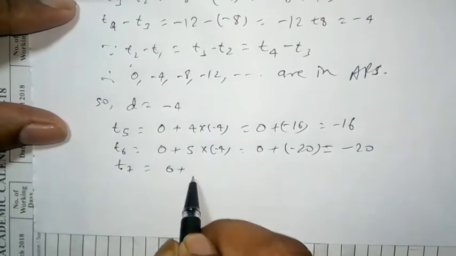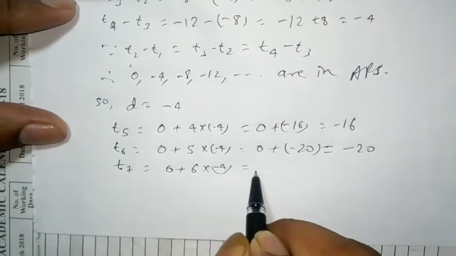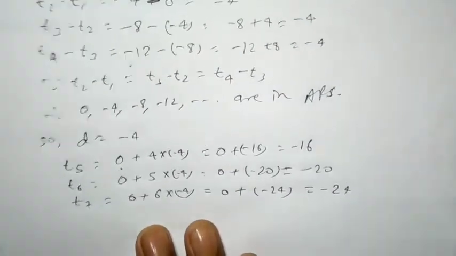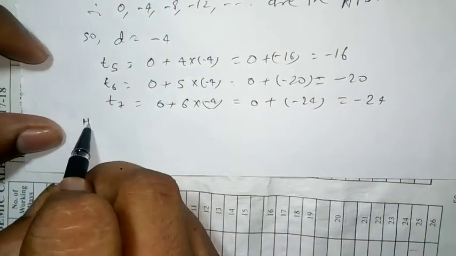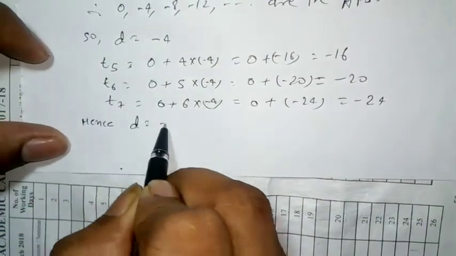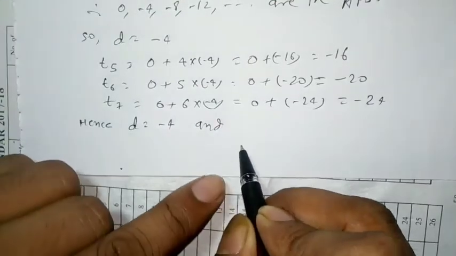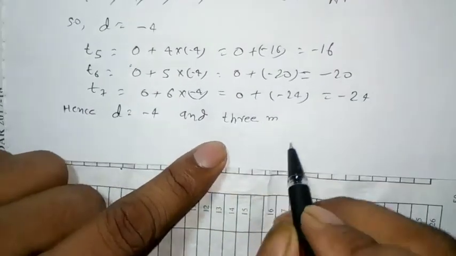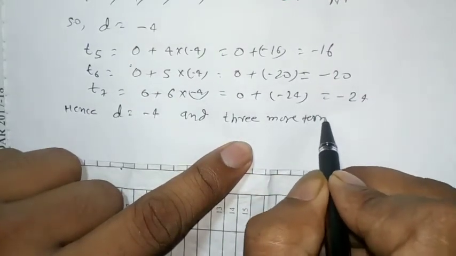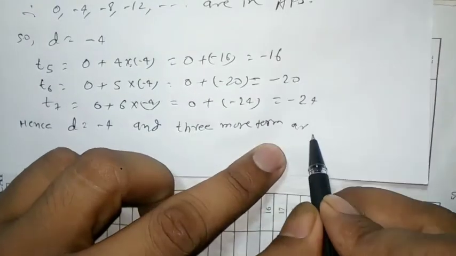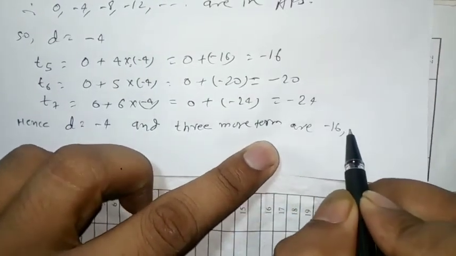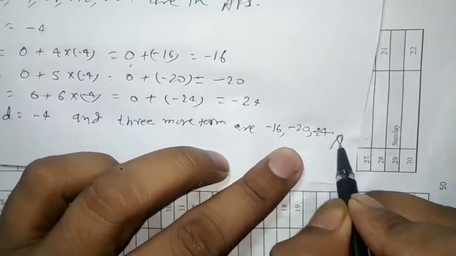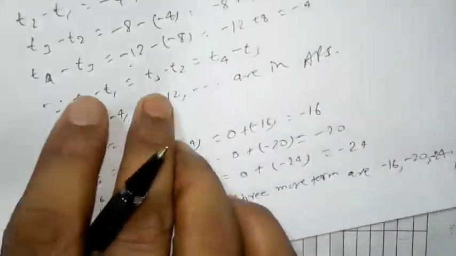T7 is equal to 0 plus 6 into minus 4, is equal to 0 plus minus 24, is equal to minus 24. Hence d is equal to minus 4 and the 3 more terms are minus 16, minus 20, minus 24. Answer. The next question, question number 8.